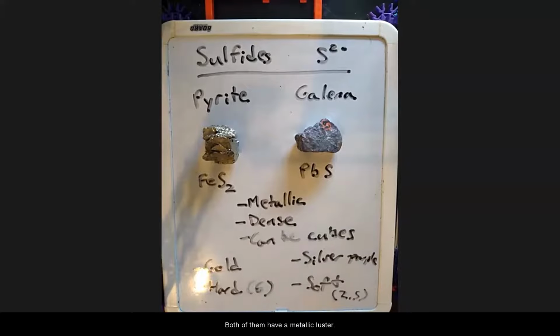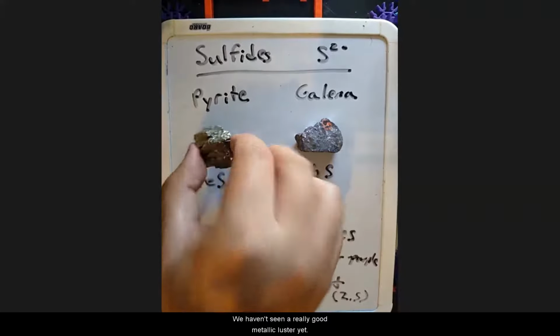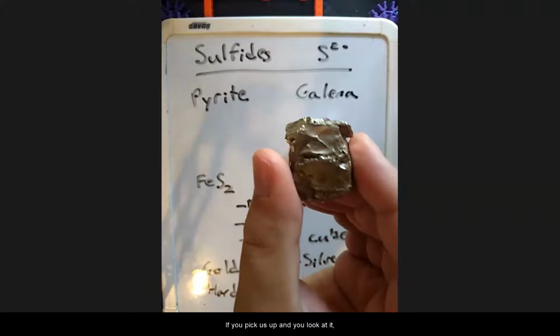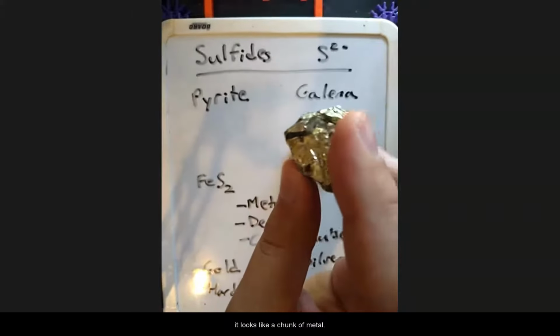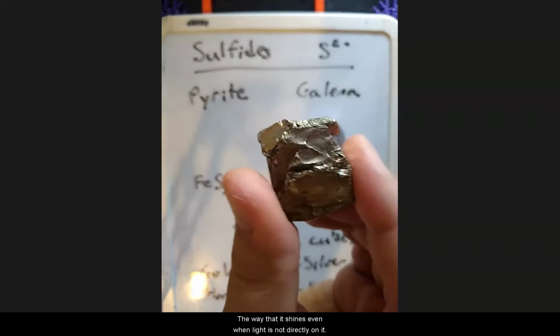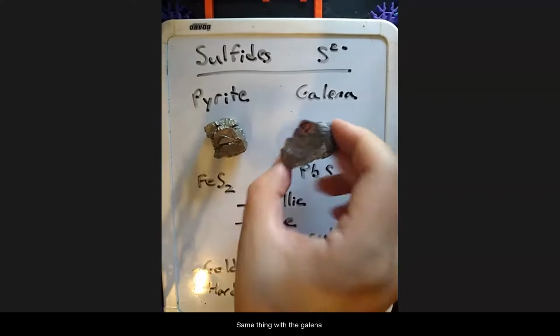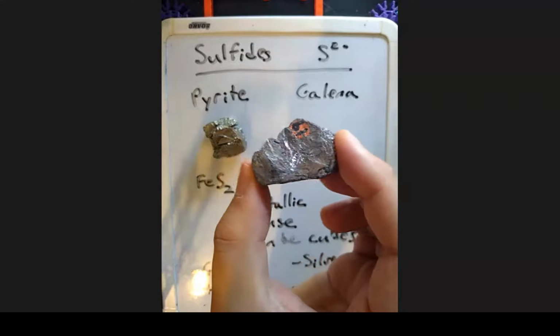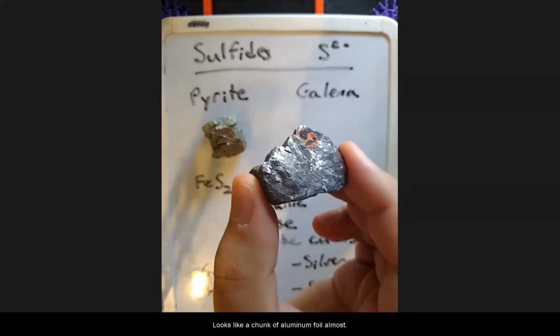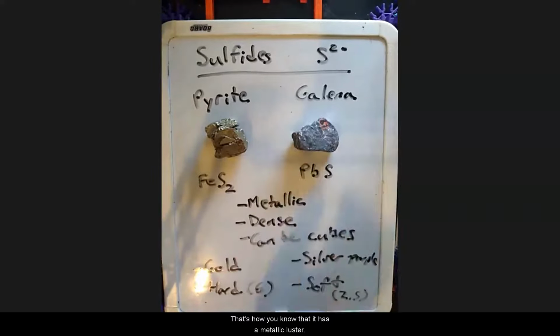Both of them have a metallic luster. So we haven't seen a really good metallic luster yet. But if you pick this up and you look at it, it looks like a chunk of metal, the way that it shines, even when light is not directly on it. Same thing with the galena. Looks like a chunk of aluminum foil almost. That's how you know that it has a metallic luster.